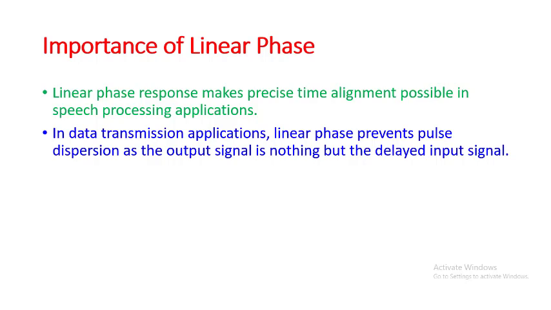If we come to the communication part, for data transmission applications, linear phase prevents pulse dispersion. Why? Because the output is nothing but the delayed version of the input. So let us elaborate this thing.